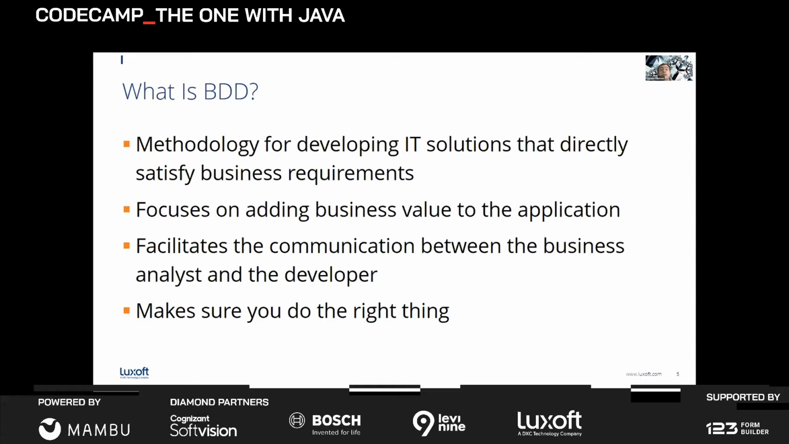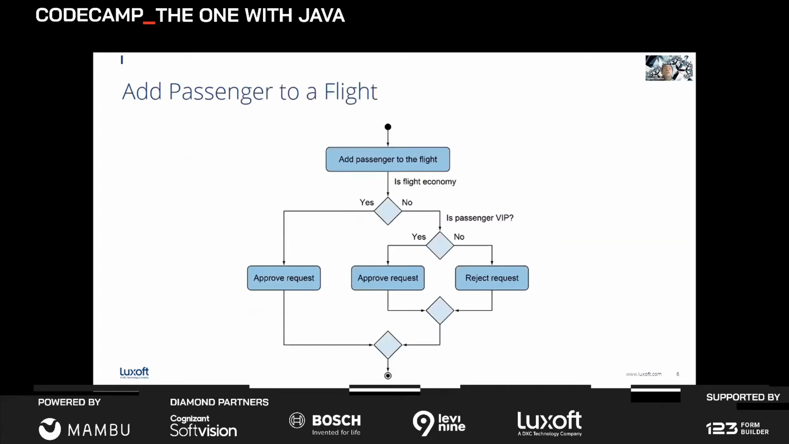Am I going in the right direction? Will my application satisfy the business needs? And in order to demonstrate our BDD approach, we will use a small application, Java, of course, that is managing some flights and some passengers. And we say that the company that is managing these flights and passengers has some policies for adding a passenger to a flight.